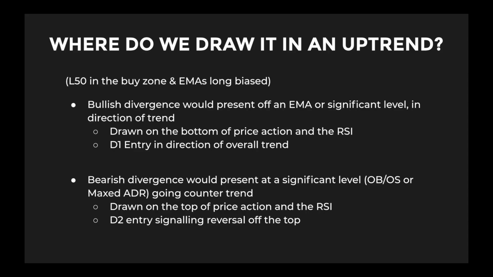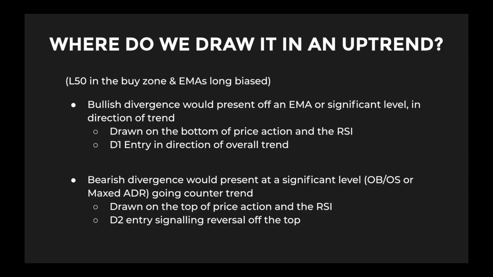Now, again, I know I'm throwing a lot of words at you guys. I know I'm talking fast, but I want to get through this. I want you to write it down, and then we can get into the markups in the next chapter. So to review this slide, understand the EMAs and the L50 being in a perfect uptrend. Your bullish divergence would present off a significant level on the bottom. You would draw this on the bottom of the RSI, it'd be rising, and your price action on the bottom, with your purple line or whatever color line, would be falling.